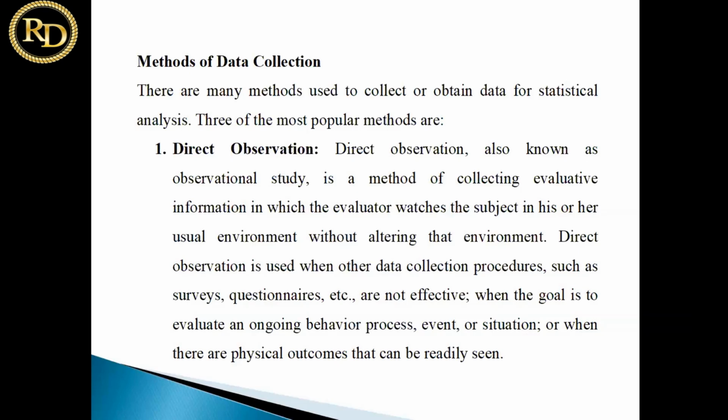These are examples of direct observation. Direct observation is used when other data collection procedures such as survey, questionnaire, etc. are not effective, because the usual environment will be disturbed, so we will not be able to collect the information. Most probably in sensitive cases, such a data collection technique is used. When the goal is to evaluate an ongoing behavior, process, event or situation, or when there are physical outcomes that can be readily seen, there we apply this direct observation method.